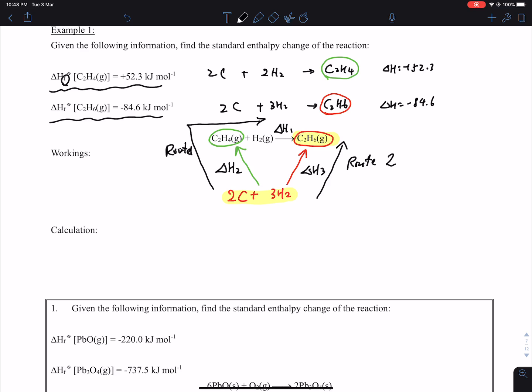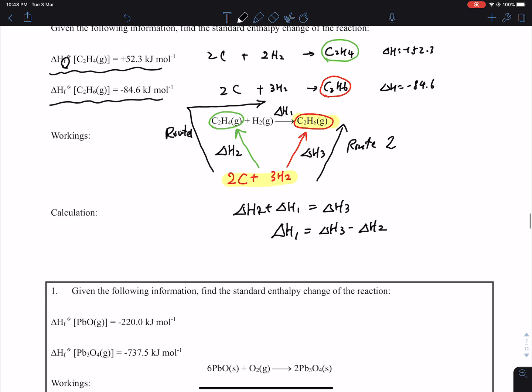That's the reason why you can make this equation: delta H2 plus delta H1 equals delta H3. We would like to calculate delta H1, therefore we need to change the subject of the equation: delta H1 equals delta H3 minus delta H2. So we plug in all the information here. This is delta H2, and this is delta H3. So delta H1, which is the enthalpy change that we are calculating, is equal to negative 84.6 minus positive 52.3.